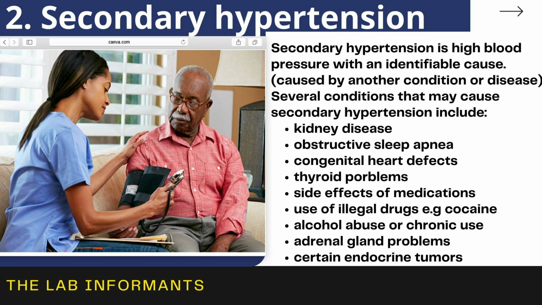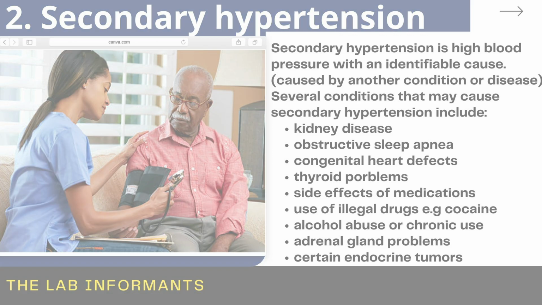There are several conditions which may cause secondary hypertension, and some of these include kidney disease, obstructive sleep apnea, congenital heart defects, thyroid problems, side effects of some medications like birth control pills, use of illegal drugs like cocaine, alcohol abuse or chronic use of alcohol, adrenal gland problems, and also certain endocrine tumors.